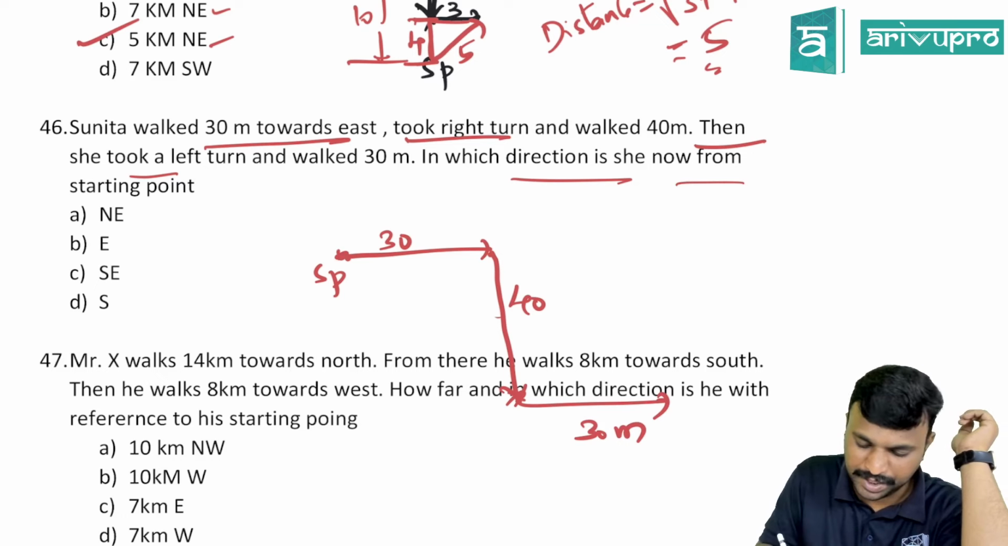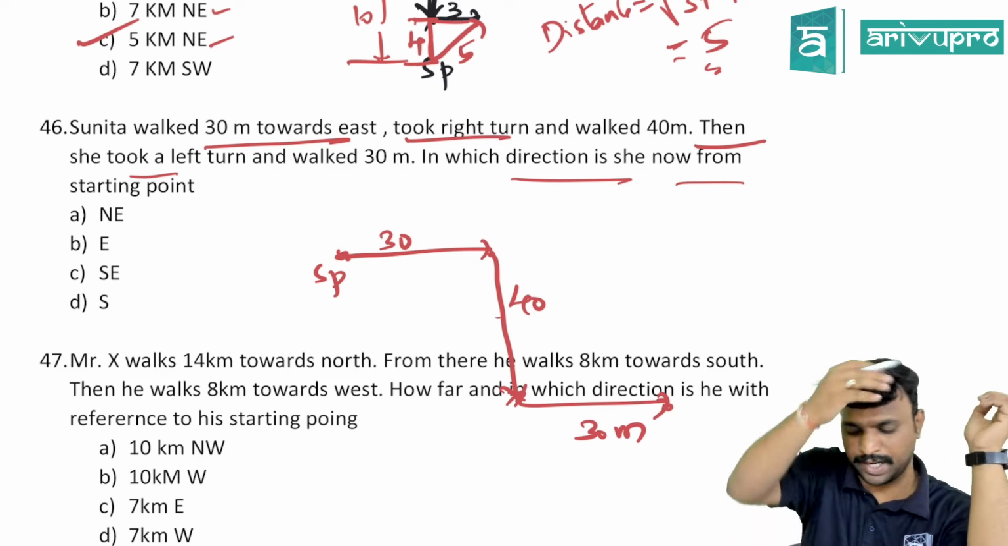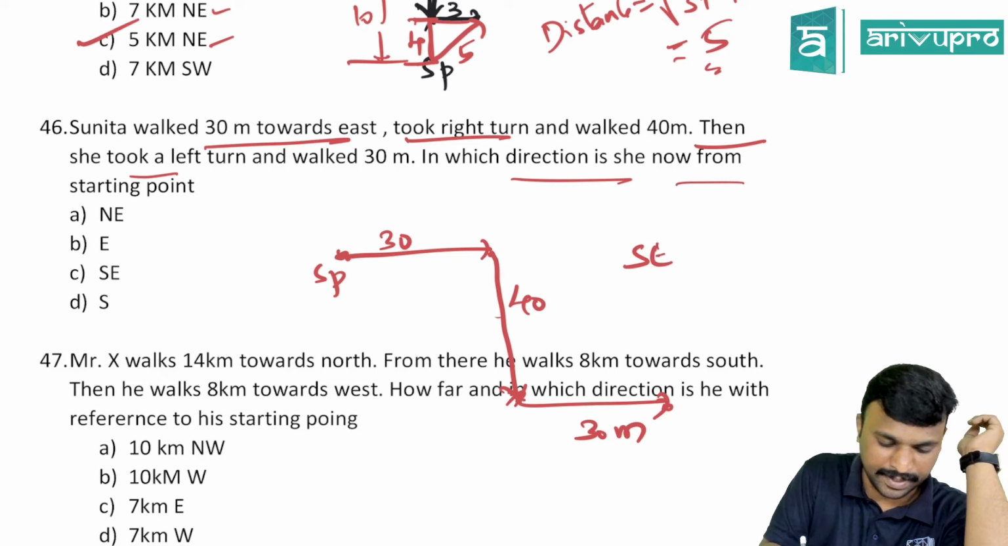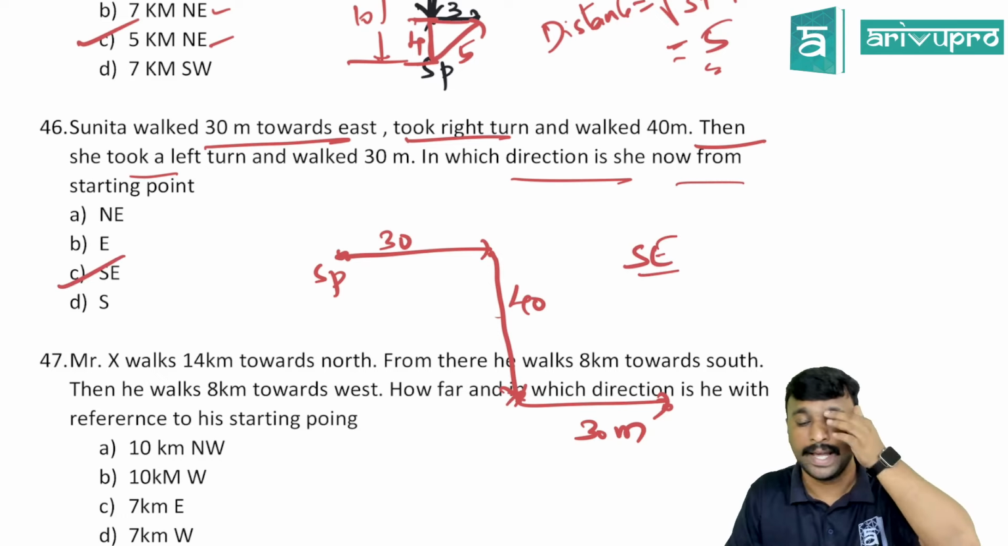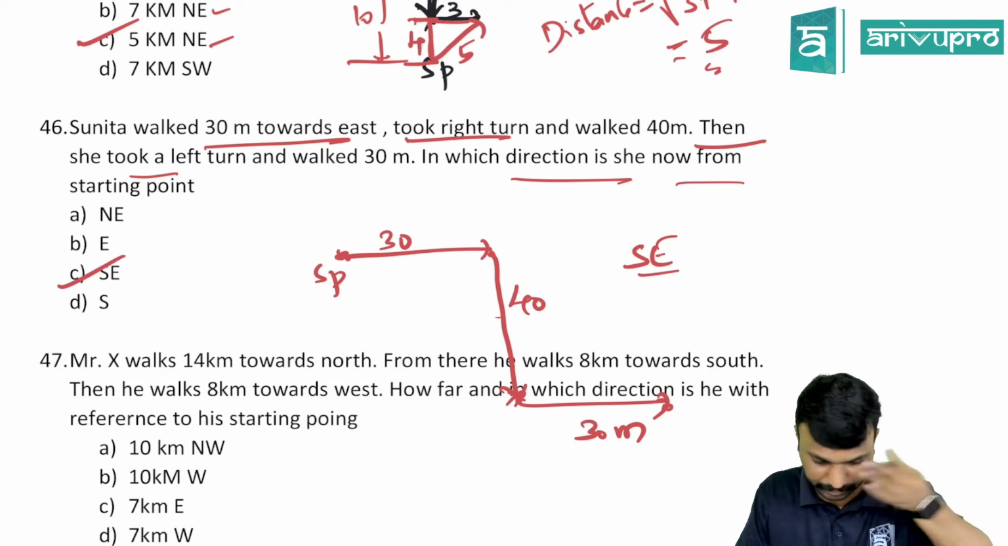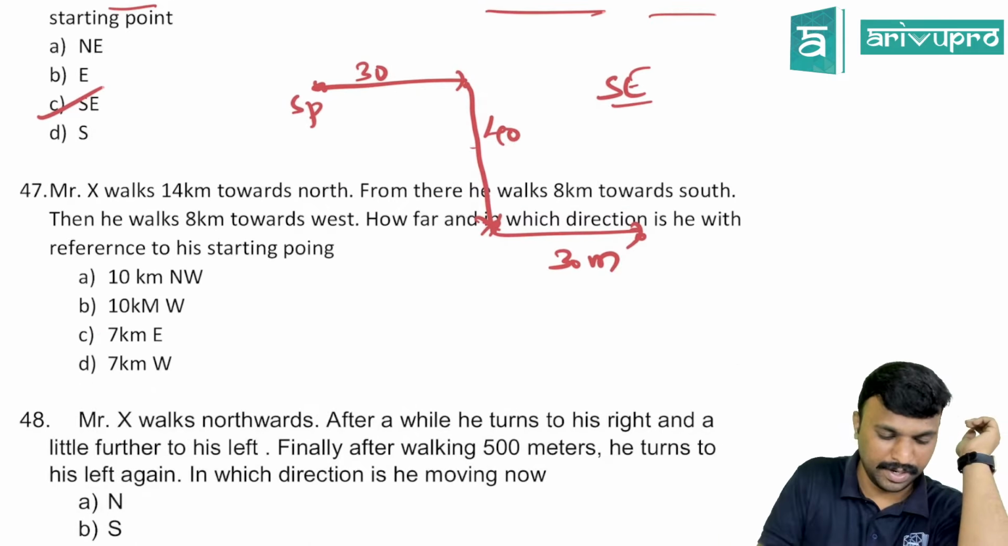From the starting point, she is now towards the southeast, downwards and right. So the answer is southeast. So option C is the right answer. Have you understood? Now let's move on to the next question.